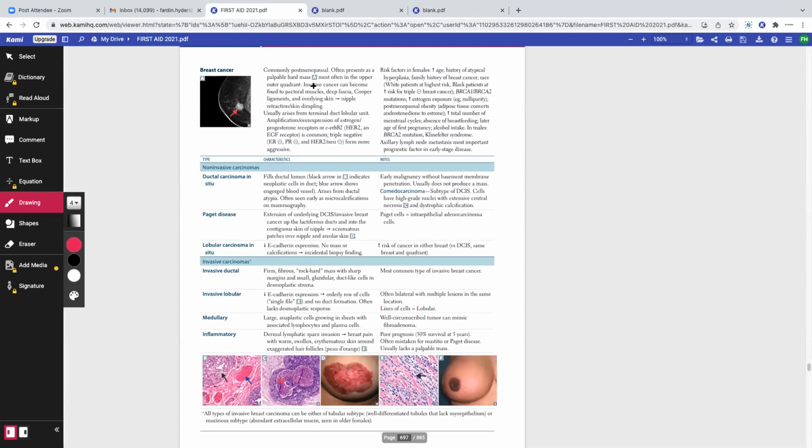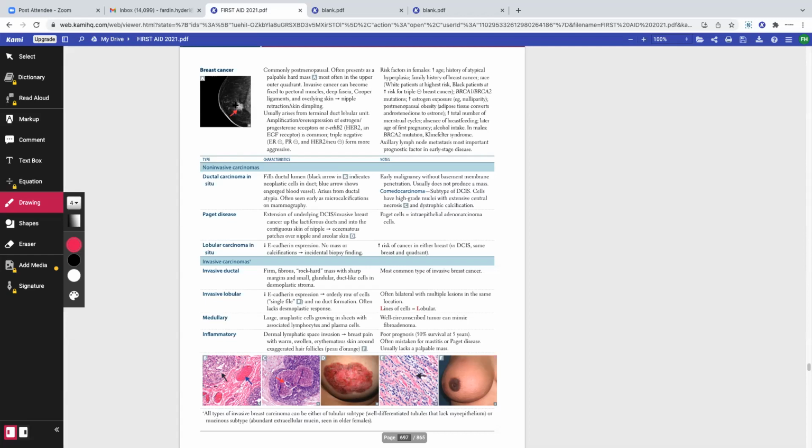Please underline this. Now, there's another thing that I want you guys to deeply understand. This next line is a question. Invasive cancer can become fixed to the pectoral muscles, deep fascia, Cooper ligaments, or overlying skin. When the invasive cancer is invading into the overlying skin and the Cooper's ligament, we get nipple retraction and skin dimpling. Please underline this. Nipple retraction is something that we get when the cancer invades the overlying skin.